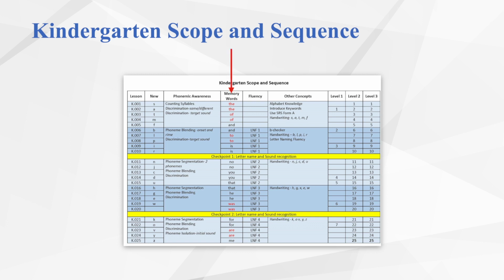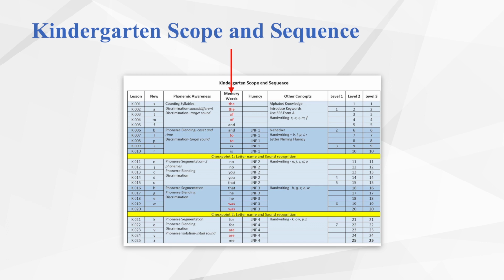Memory words. These words are either in red or black. The red words are words that are not decodable. There are parts in the word that are not fair, so these words need to be memorized. The words in black are words that children will eventually be able to decode once they learn the rules and patterns for those words. So until then, we treat them as memory words.